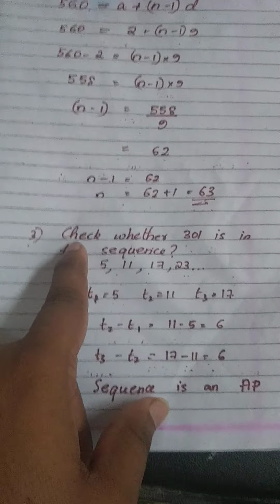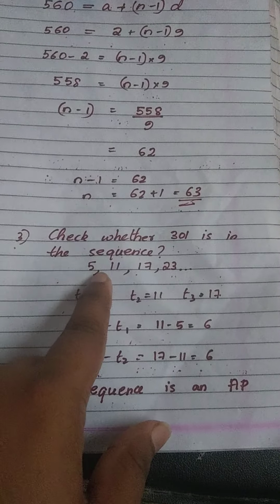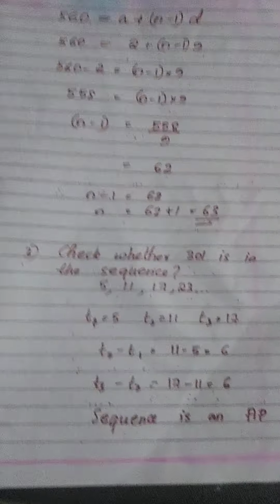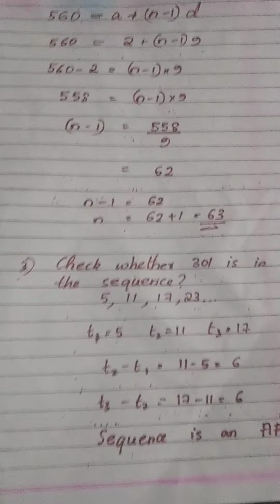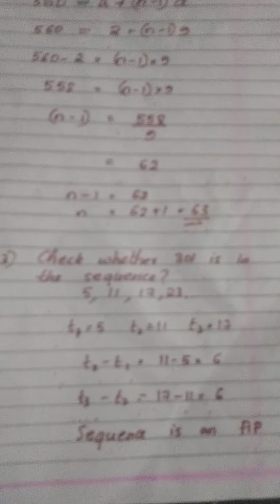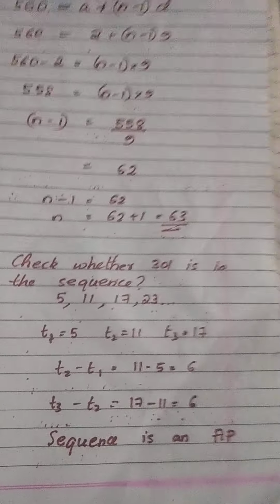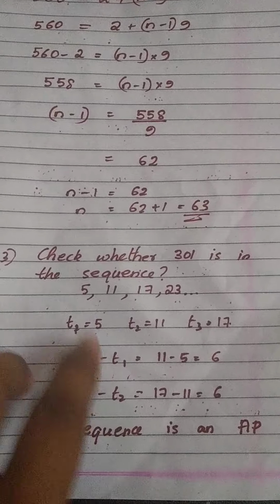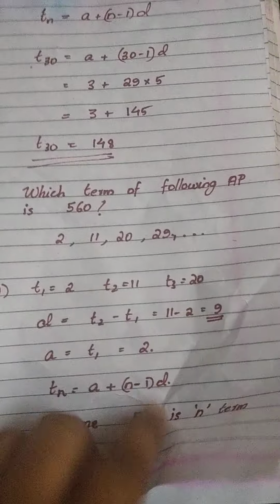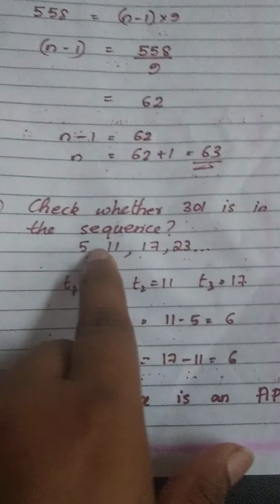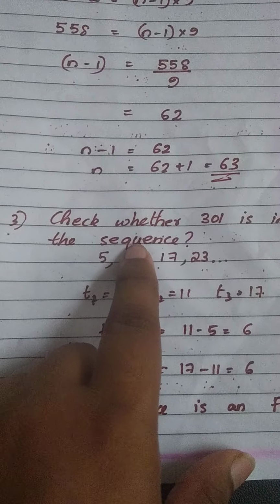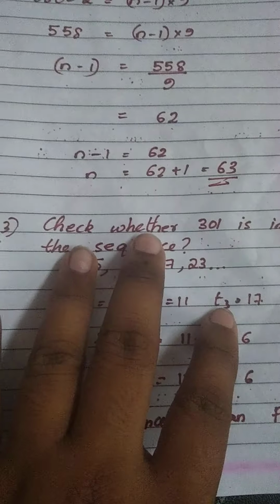Third question. Check whether 301 is in the sequence 5, 11, 17, 23. Just want you to think about this question once. So first of all, in the previous two questions, it was clearly said that following AP. Here, do you see that they just said sequence, right? So first you need to make sure that this is an AP. How do you make sure that it's an AP?